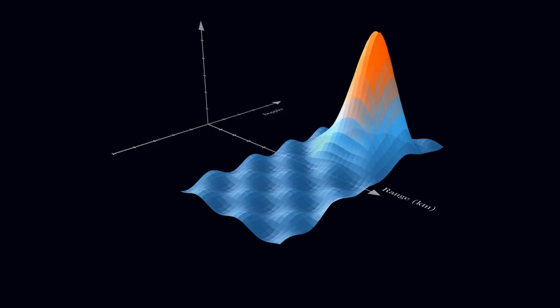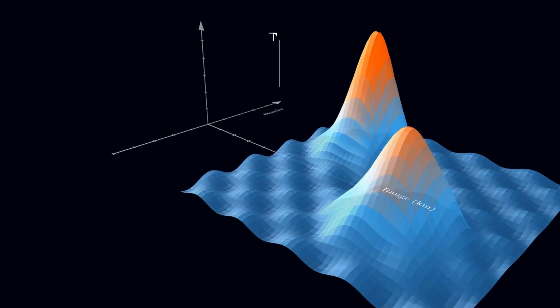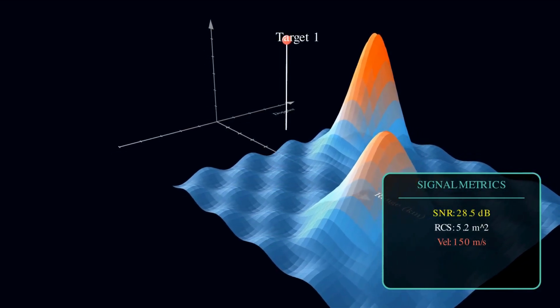Real engineers don't just use lines, we use 3D Range-Doppler maps to see through the noise. This is the power of signal processing.